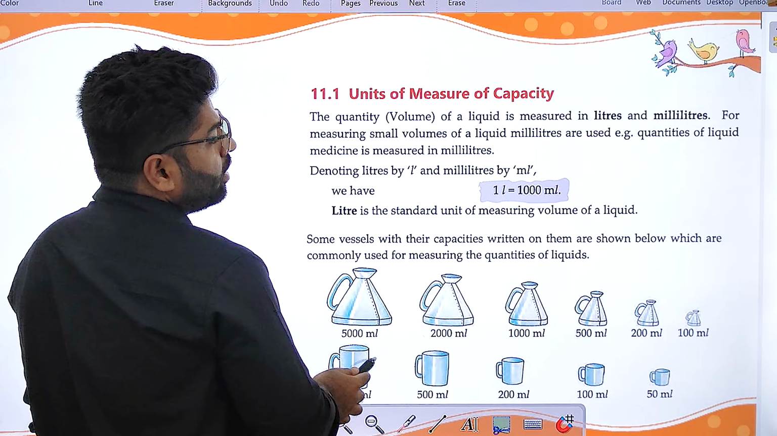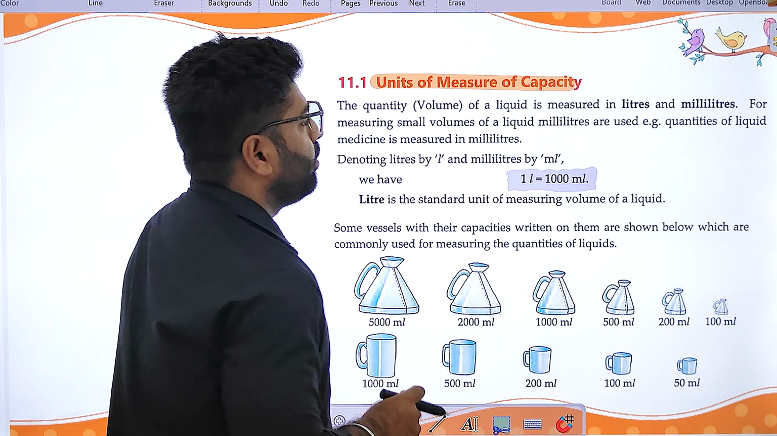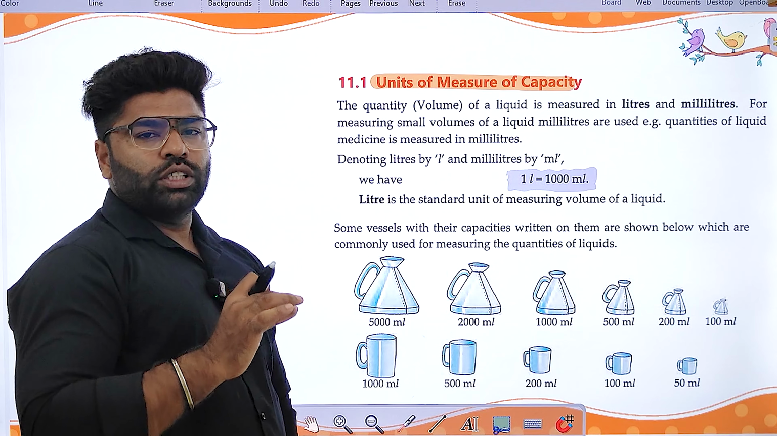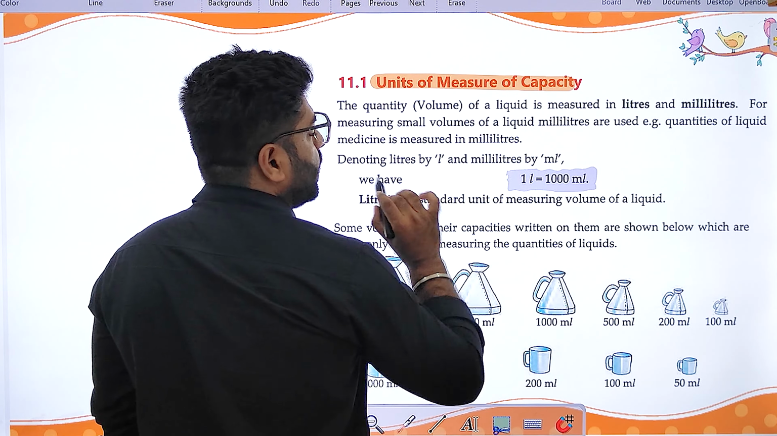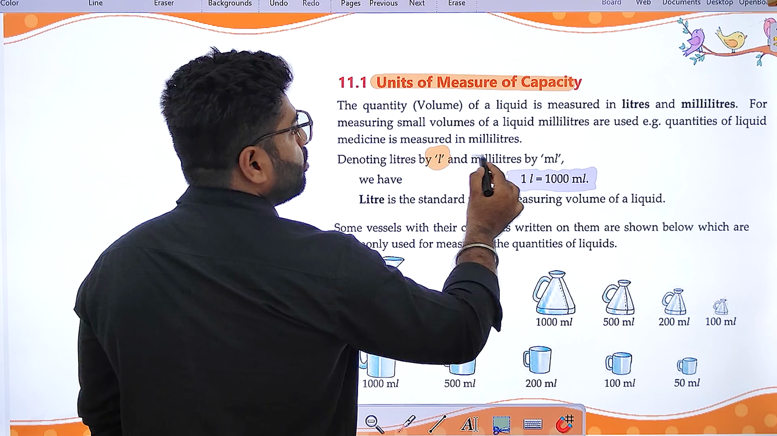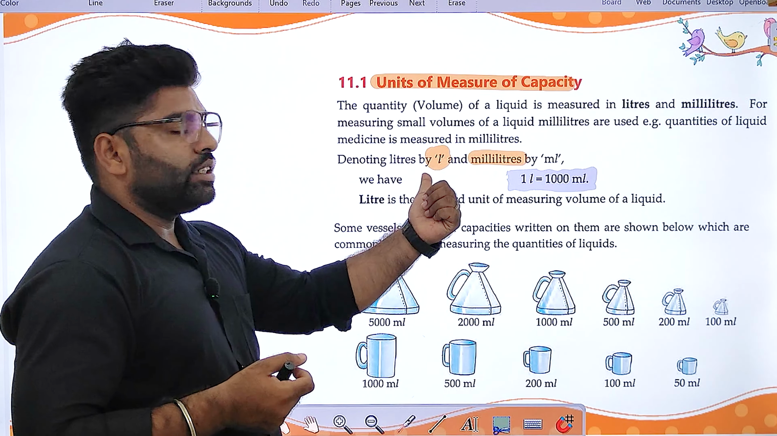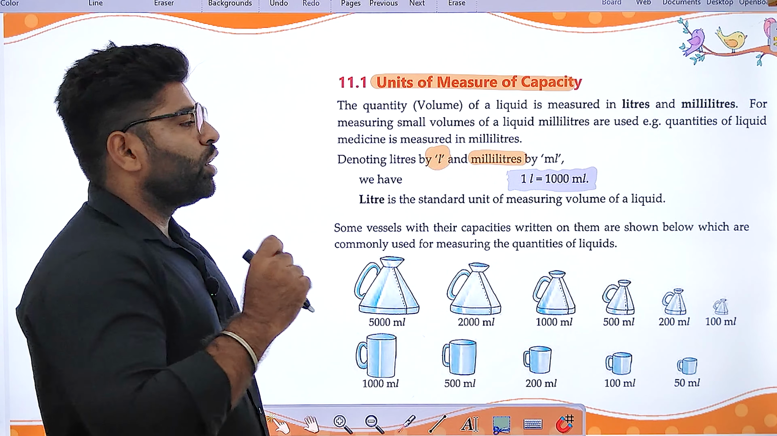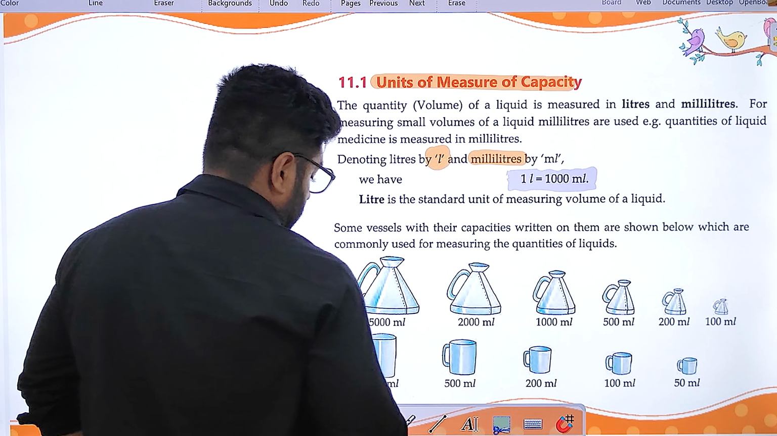Okay. Here we are having unit of measure of capacity. When we are going to measure the liquid state of things, we use the measure of capacity, and here we are having two units just like liter and milliliter. For larger capacity, we are going to use liter. For smaller capacity, we are going to use milliliter. Clear? Okay.